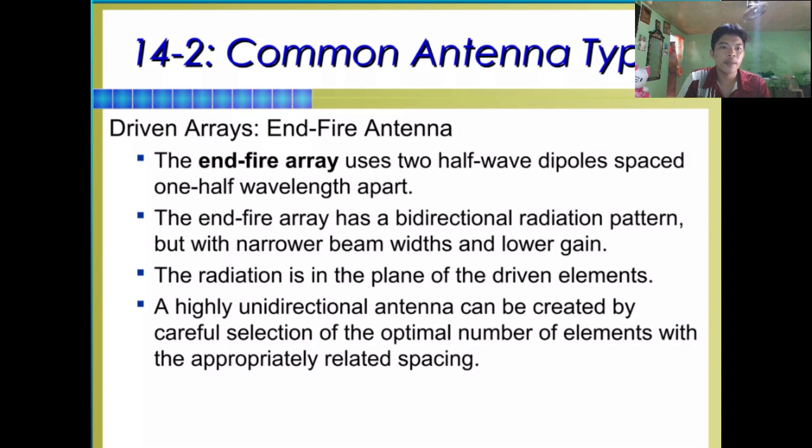End-fire antenna. The end-fire array uses two half-wave dipoles spaced one-half wavelength apart. The end-fire array has a bidirectional radiation pattern, but with a wider beam width and a lower gain. The radiation is in the plane of the driven elements. A highly unidirectional antenna can be created by careful selection of the optimal number of elements with an appropriately related spacing.